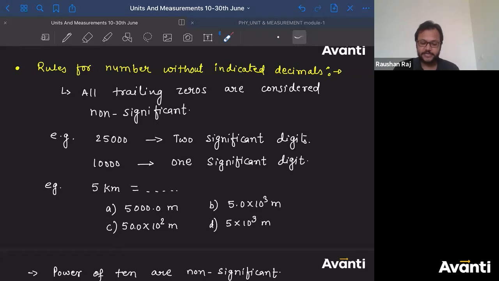So significant digits are what? 2. Non-zero, 1, 2. And these are what? Trailing zeros. So we will write 2 significant digits. In 10,000, like this, without a decimal, these 4 zeros are what? Non-significant. Only one is significant here. So I'll say 1 significant digit.